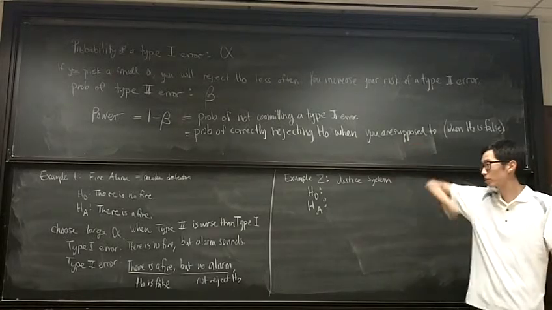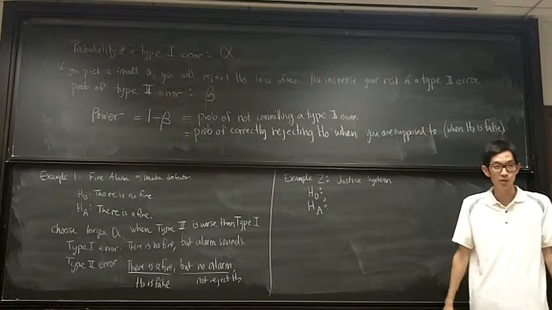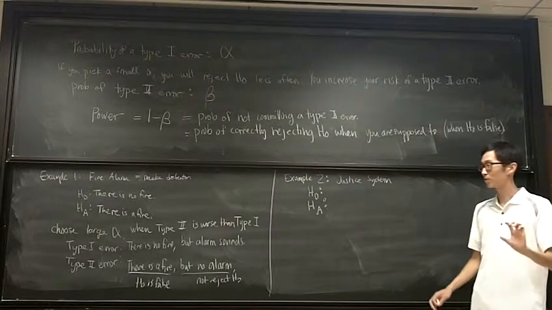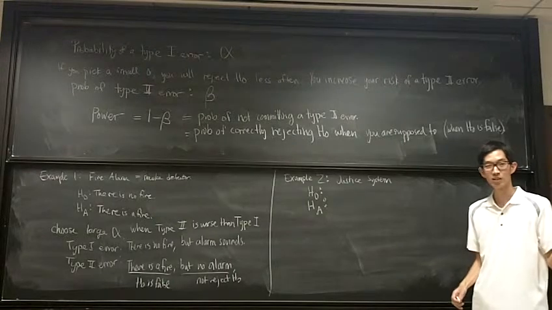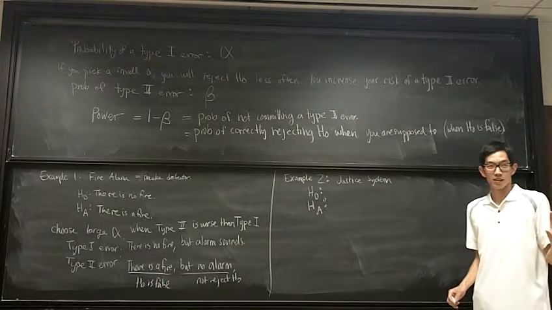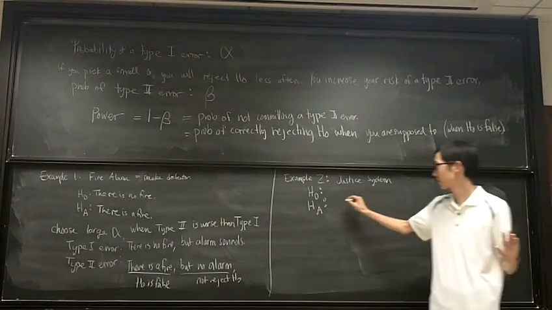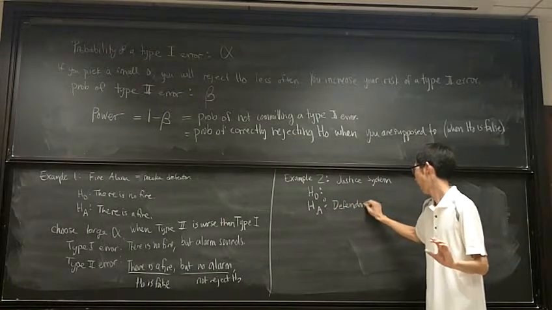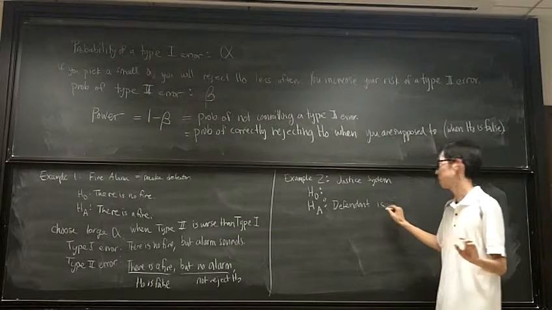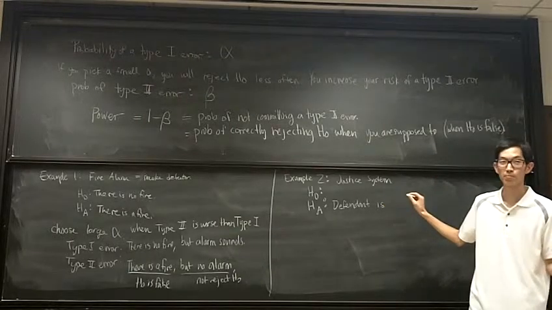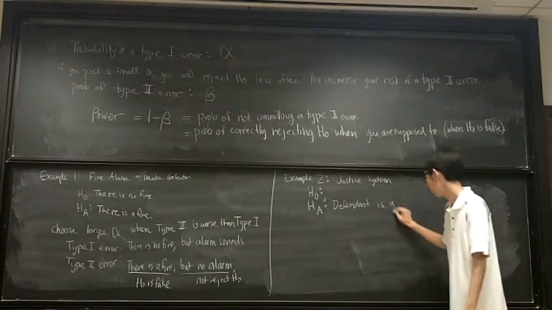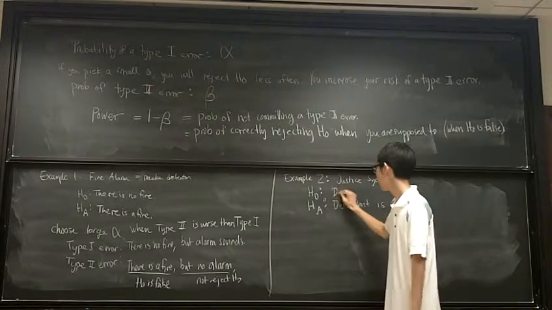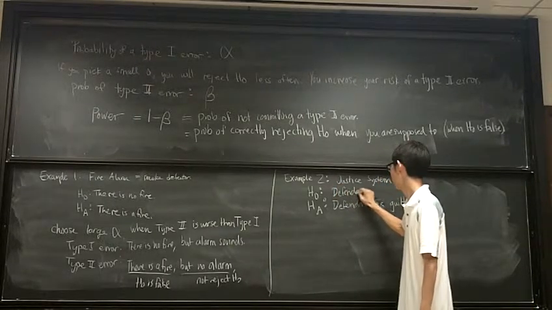So, what's our null and what's our alternative hypothesis? We're using evidence to support the alternative. So the alternative would be the defendant is guilty or not guilty? Guilty. That's the alternative. And the null hypothesis is the defendant is not guilty.